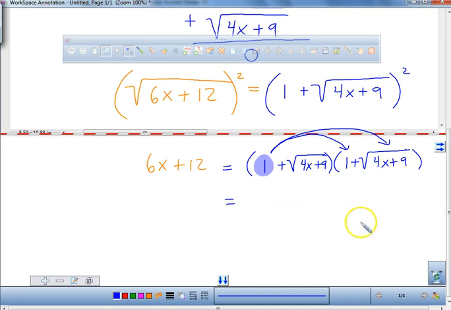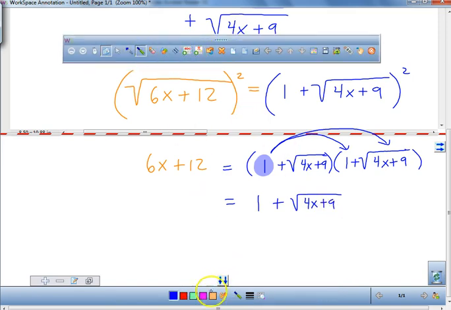So, you're going to take this 1 and multiply it to the 1 and the radical 4x plus 9. Jade, I'm going to let you go first. What's 1 times 1? Good job. Plus, what's 1 times a radical 4x plus 9? Very good. So far, so good.